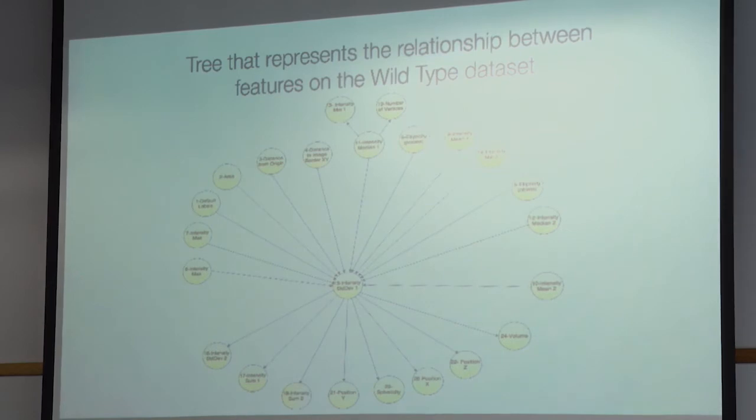Looking at the tree that represents the dependencies among the features in the wild type, we notice that the intensity standard deviation 1 is related to almost all the variables. The tree is fairly simple, which might show that there are few interdependencies between the features in the case of the wild-type mice. The relatively complicated structure of the graph in the case of the heterozygote mice indicates that the features are more dependent. These are our results.